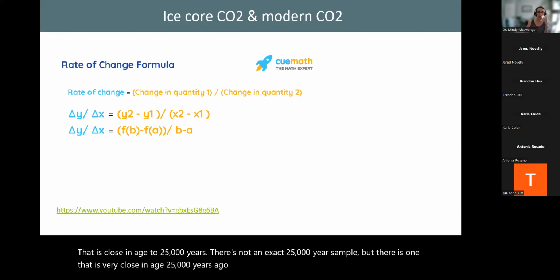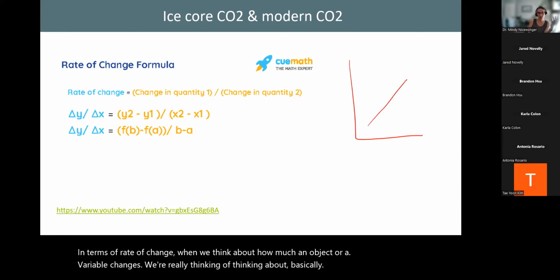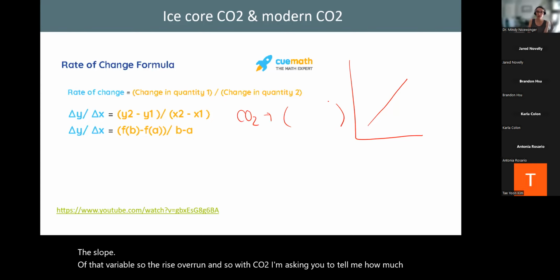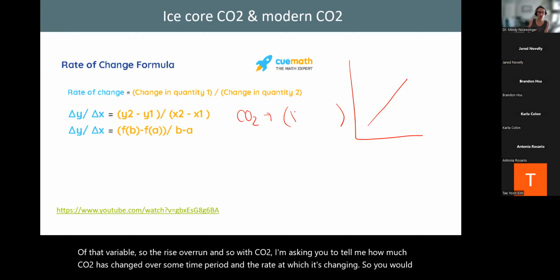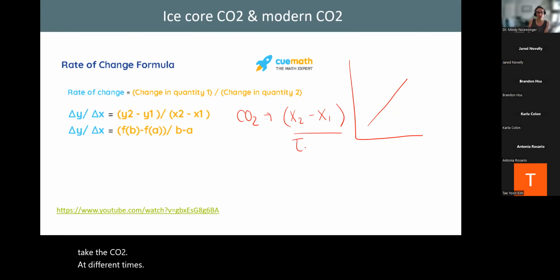In terms of rate of change, when we think about how much an object or a variable changes, we're really thinking about basically the slope of that variable. So the rise over run. And so with CO2, I'm asking you to tell me how much CO2 has changed over some time period and the rate at which it's changing. So you would take the CO2 at different times, time 2 minus time 1.